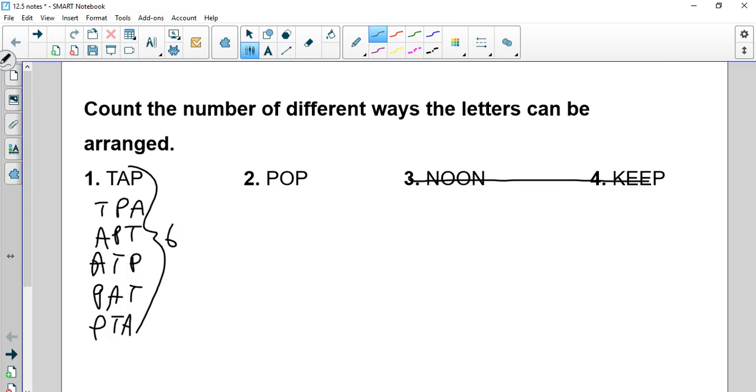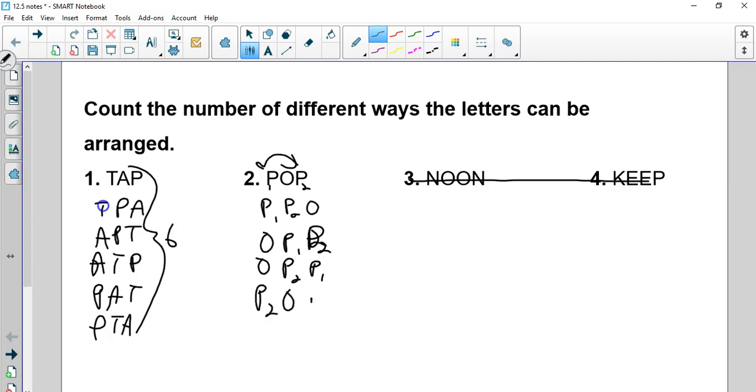In number 2, notice how we have pop. And if I switch places with these two, I'd still have pop. But let's talk about that. Let's label this 1 and label this 2. So I can have pop. And I can have P1, P2, O. Now I'm going to move the O to the front. And I can have O, P1, P2, whoops, and O, P2, P1. And if I move P2 to the front, I could have this, and I could have this.